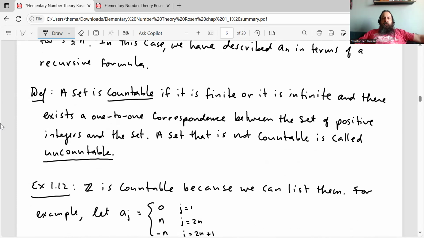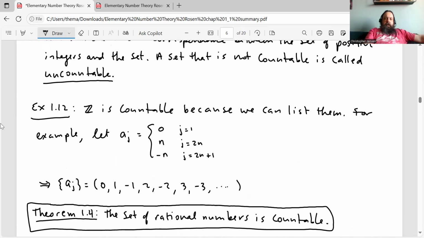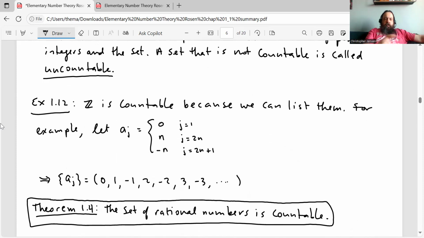A set is countable if it is finite or it is infinite, and there exists a one-to-one correspondence between the set of positive integers and the set. A set that is not countable is called uncountable, right? And we have an example here, which is an important example for when we get to the proof of the next one. So the integers are a countable set because we can list them.